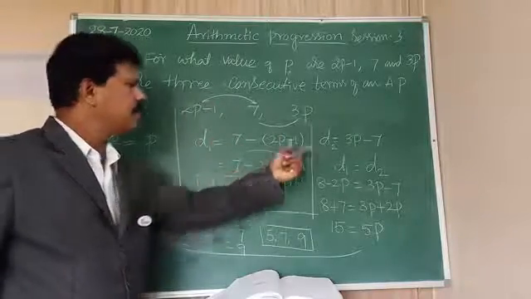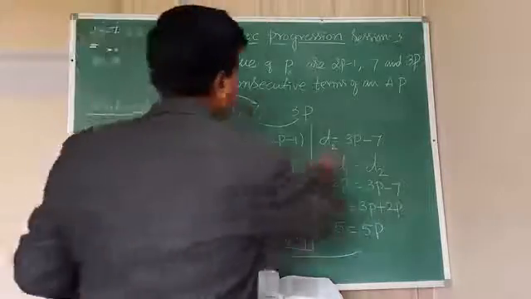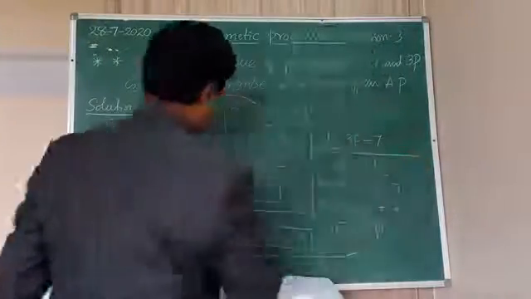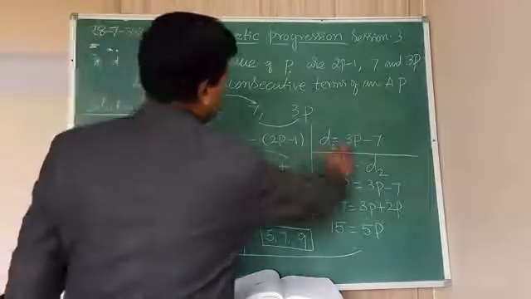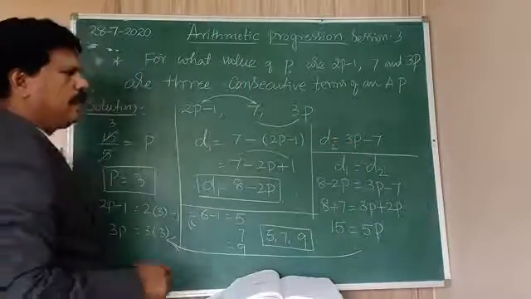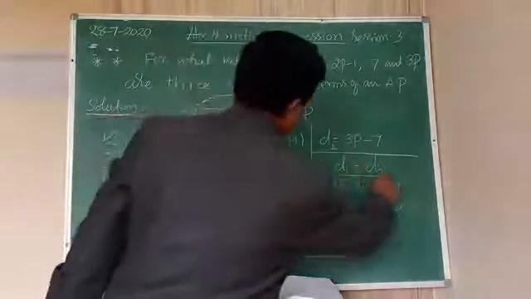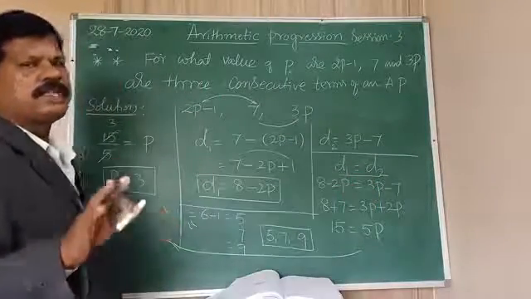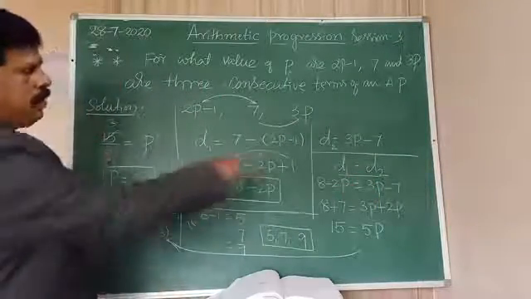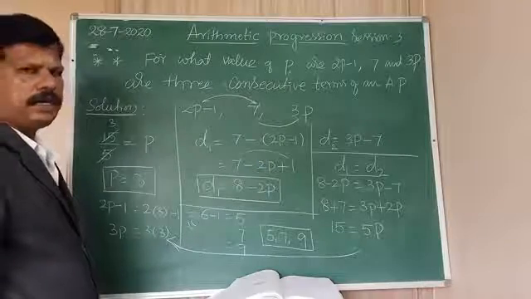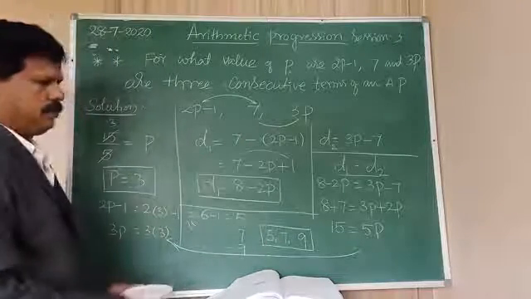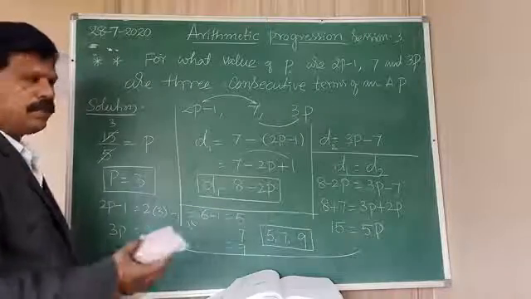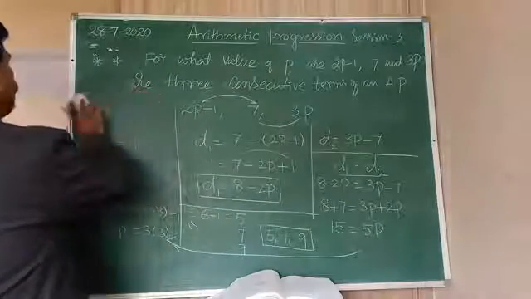On that basis, first find D1, that means the difference between the first two terms, and the difference between the next two terms. Then equate these two, because the common difference should be the same for an AP. That's why I have written that D1 is equal to D2. Then substitute the values. Clear? Understood? Now, next.